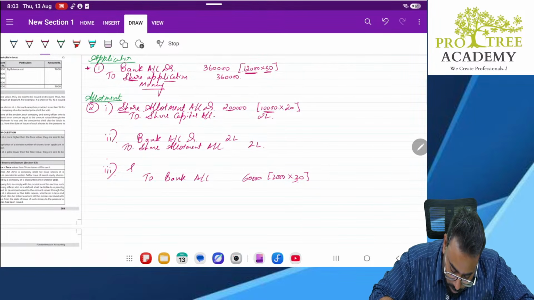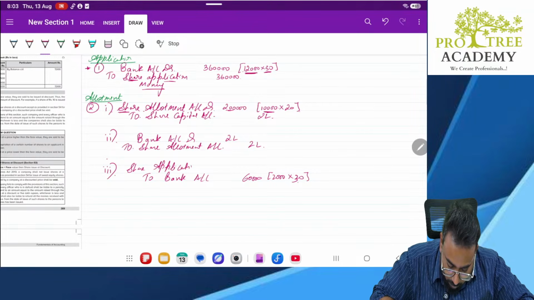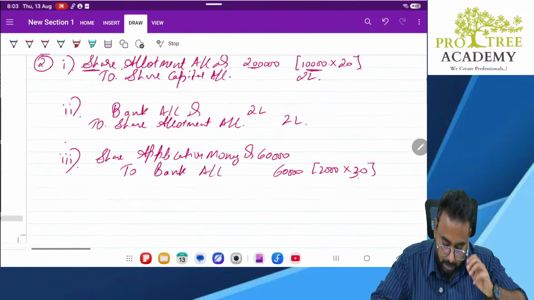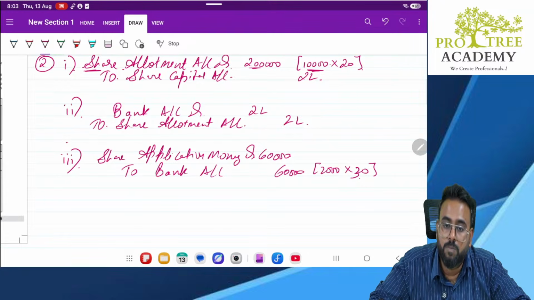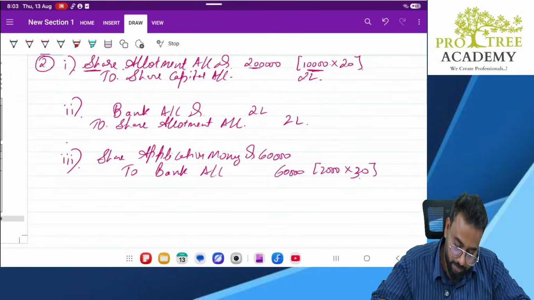So share application money debit 60,000. Clear? Okay, fine.